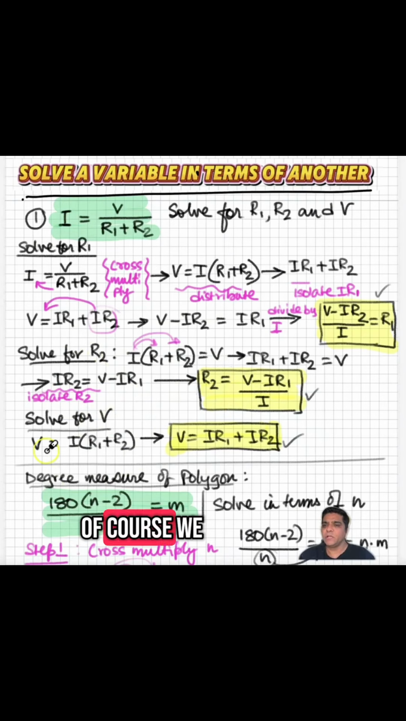And then for V, of course, we are given V equals, we just cross multiply as we did previously, and that's our answer. You can distribute that to make it simpler, so it's IR1 plus IR2. All right, so that is done.